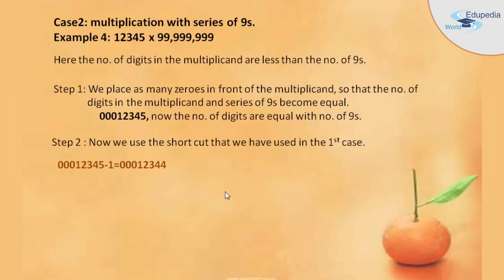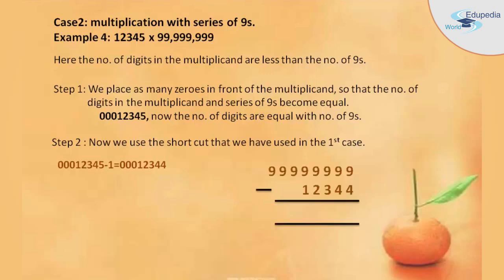The second step of case number 1 shortcut says that we have to deduct the difference we got from step number 1 from the series of 9s. If you deduct 9 minus 4, you will get 5, and again 9 minus 4, you will get 5. 9 minus 3 is 6, 9 minus 2 is 7, 9 minus 1 is 8, and since there are no more digits to take off from the series of 9s, we write those 9s as they are.